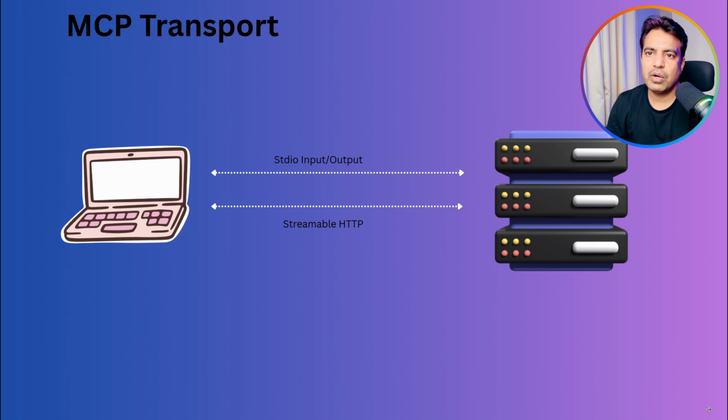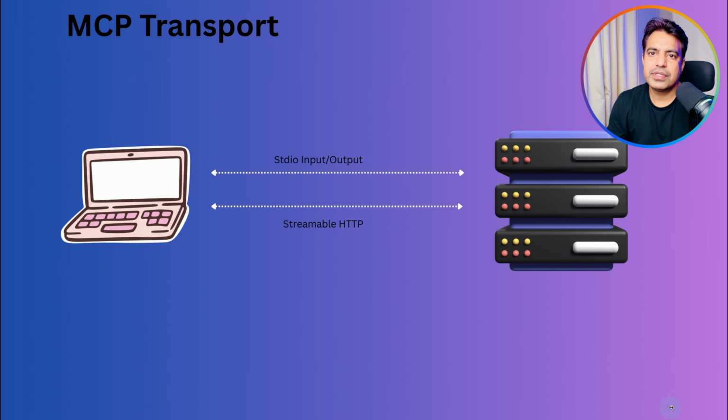It is basically how MCP sends and receives its messages. MCP uses a JSON-RPC based structure to send and receive the messages. It offers two main transport options: STDIO, standard input output, and streamable HTTP. So in the next few minutes we will discuss how these protocols help us send and receive messages.